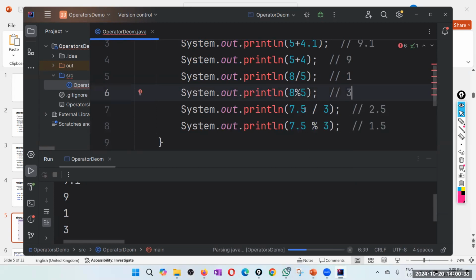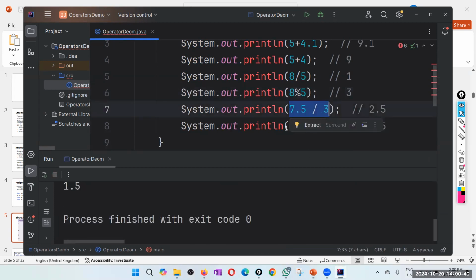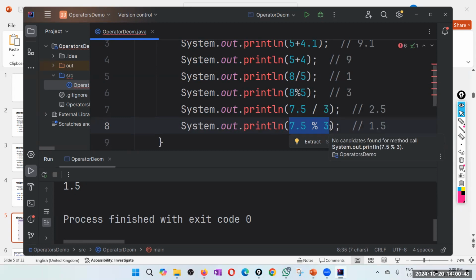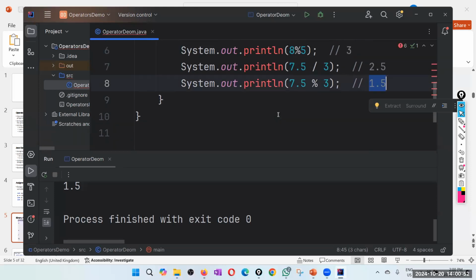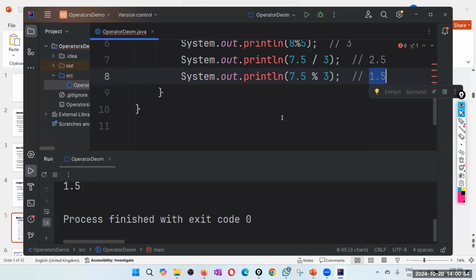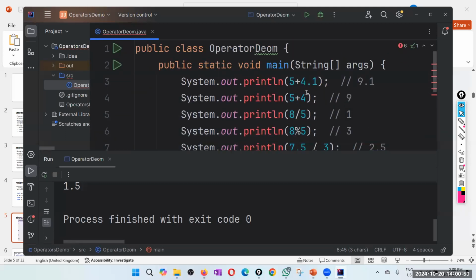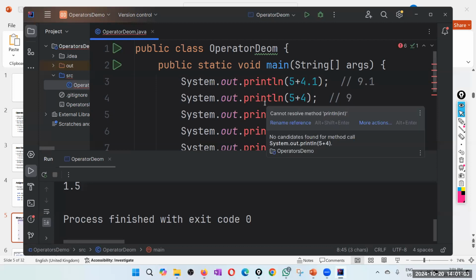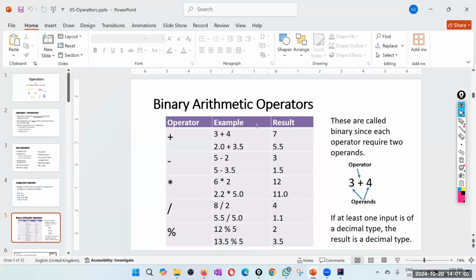Here it does the normal division, but here it is not the integer division, yet it doesn't go into decimals. How many 3s are in 7.5? 2, then 6, and the remainder is 1.5. So that is how it works. Especially division and mod are somewhat tricky, but other things are very easy, whether both are integers or at least one is decimal. Right, so those are the binary arithmetic operators.